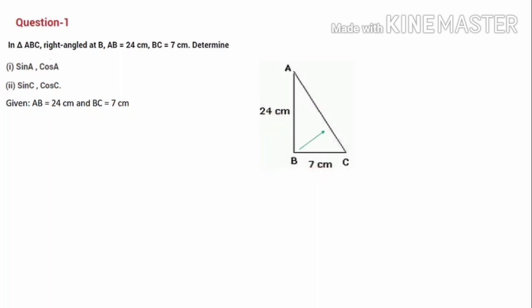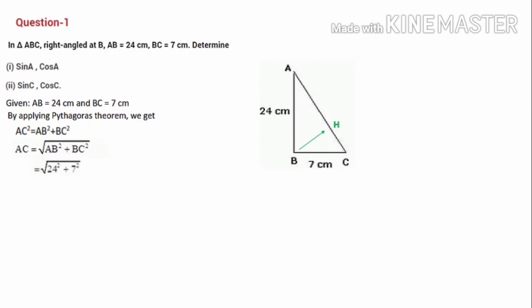So let's mark the hypotenuse first, that is opposite the 90 degree. We have to label it as hypotenuse, simply mark it as H. By using Pythagoras theorem, AC square is equal to AB square plus BC square. From here we can calculate AC. AC is equal to square root of AB square plus BC square. Let's substitute the values.